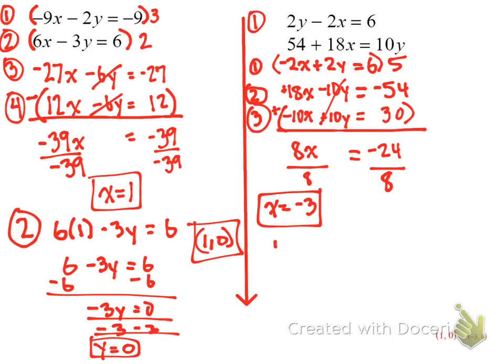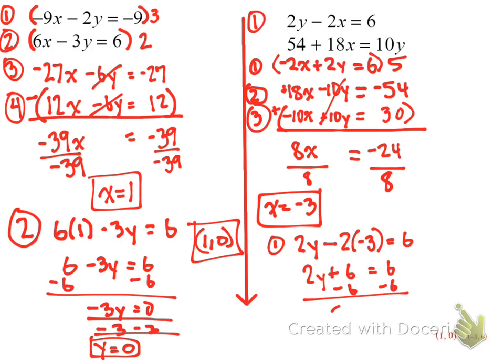So watch, equation 1. You got 2 times y minus 2 times x. X is negative 3. Which is equal to 6. How many people didn't put negative 3? And then you got what answer? 6, right? Okay, so negative 2 times negative 3 is positive 6. So you got 2y plus 6 is equal to 6. Subtract 6 from both sides. You got 2y is equal to 0. Divide both sides by 2. So y is equal to 0.